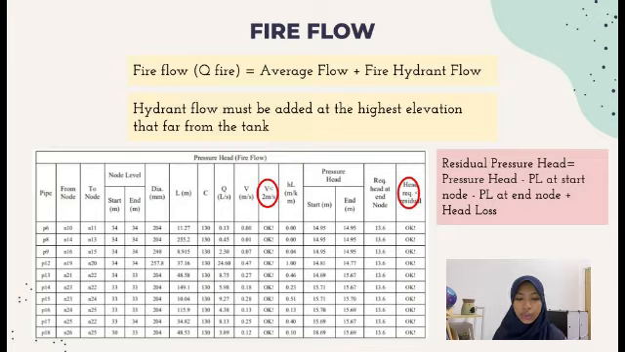So as you can see from the table, the residual pressure head can be calculated by pressure head minus the proposed level at the start node, minus the proposed level at the end node, and plus the head loss. So we can obtain the residual pressure head.